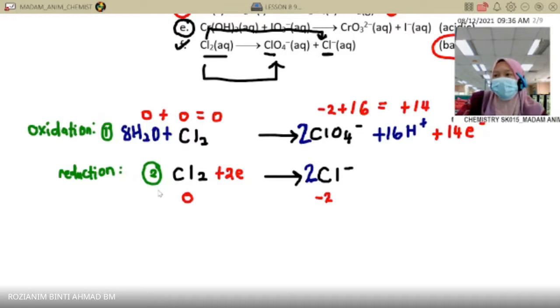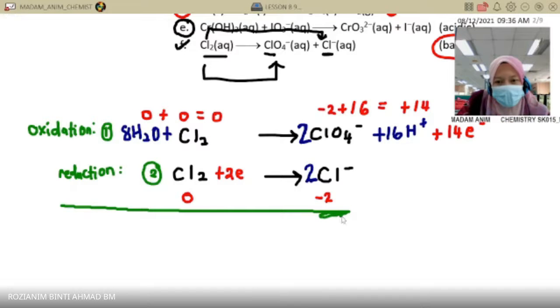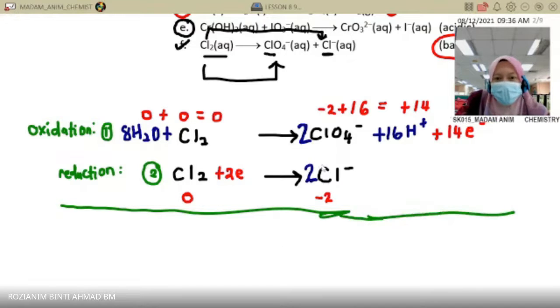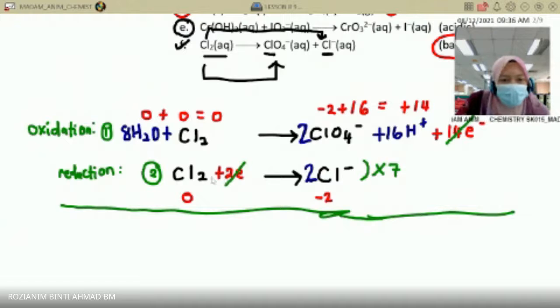Okay, done. So, bila kita dah clarify dia, barulah kita combine equation itu jadi satu dengan cara cancel the electron. Okay. So, bila kita check, second equation should be times 7. Kenapa nak times 7? To similarize the electron become 14. So, 14 minus 14 is equal to 0. We just add up all the species.